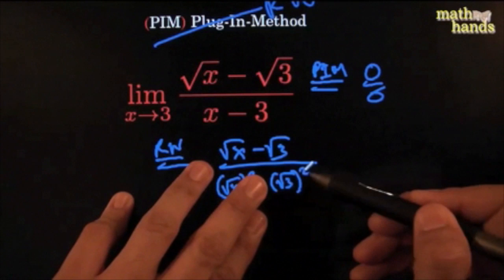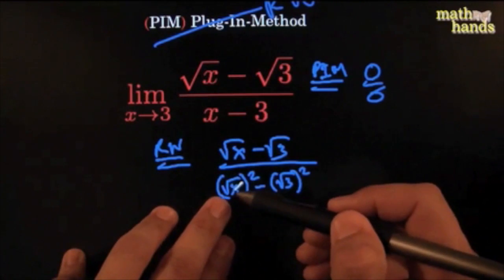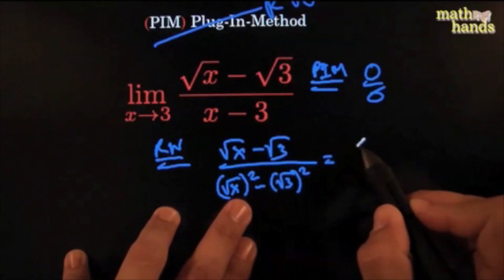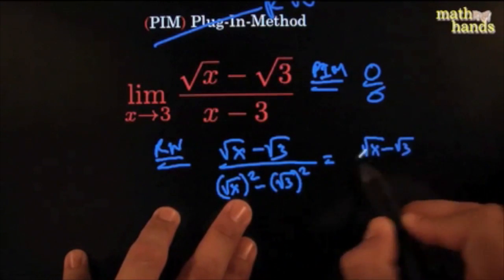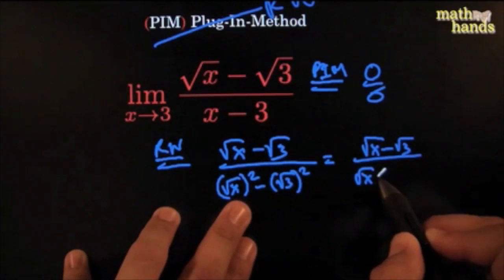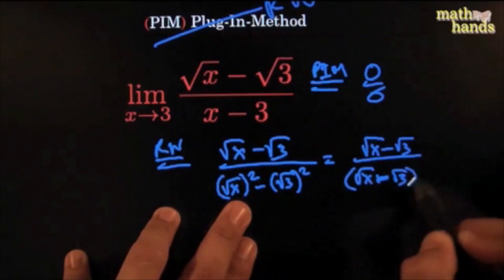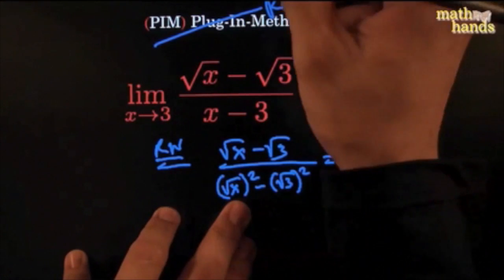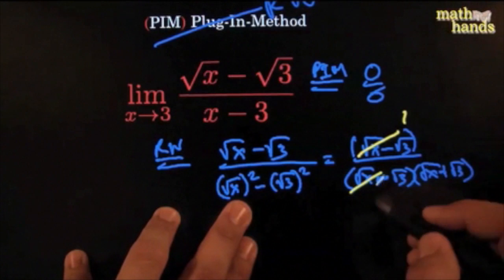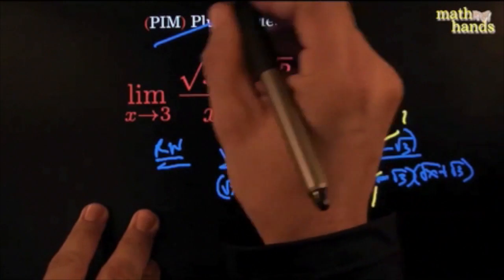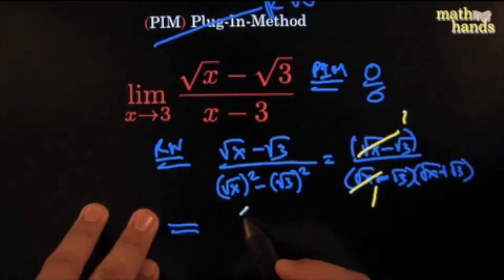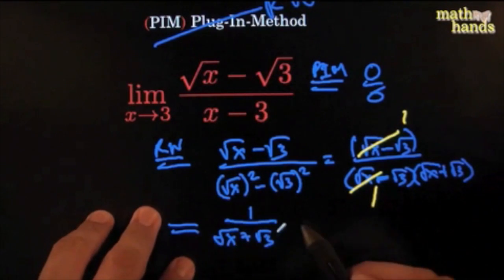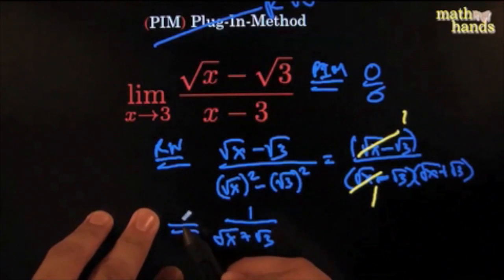After all, if you take the square root of 3 and you square it, you get 3. If you take the square root of x and you square it, you get x. But now you've done something really nice. You've changed it to look like the difference of squares. So this is the square root of x minus the square root of 3 times the square root of x plus the square root of 3. And now you have something good. Now this becomes 1, that becomes 1, and that becomes just 1 over the square root of x plus the square root of 3. And now you try your plug-in method again.